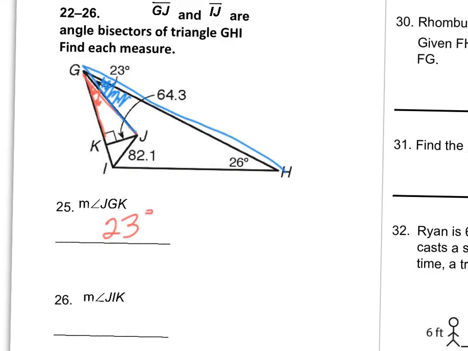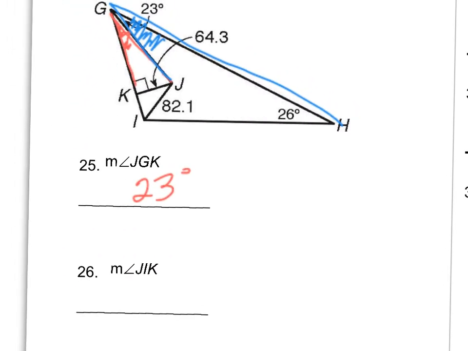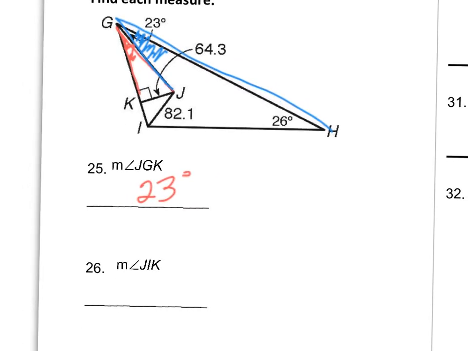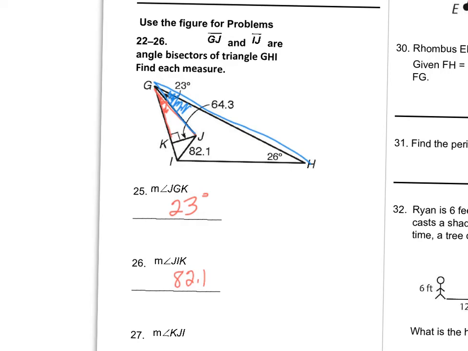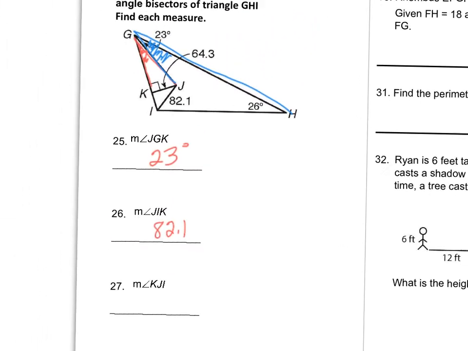Okay, let's move on to our next part of the problem. So they're asking us to find JIK. Same thing with this one. We know the answer. We know it is 82.1. Simple enough. Last one. They're asking us to find KJI.